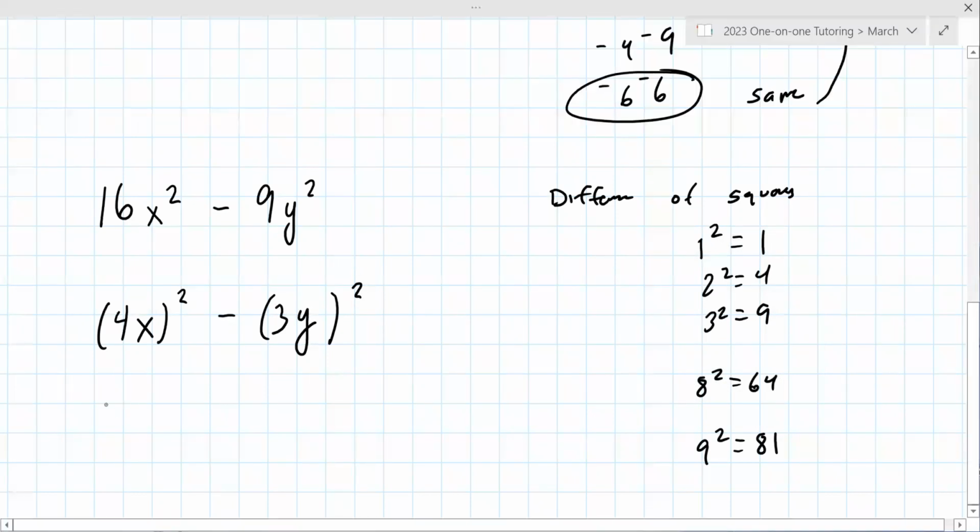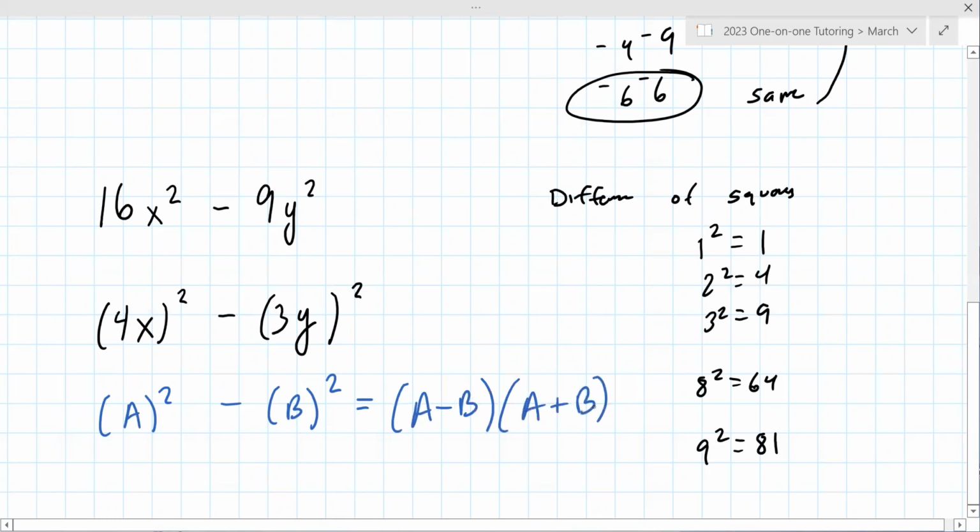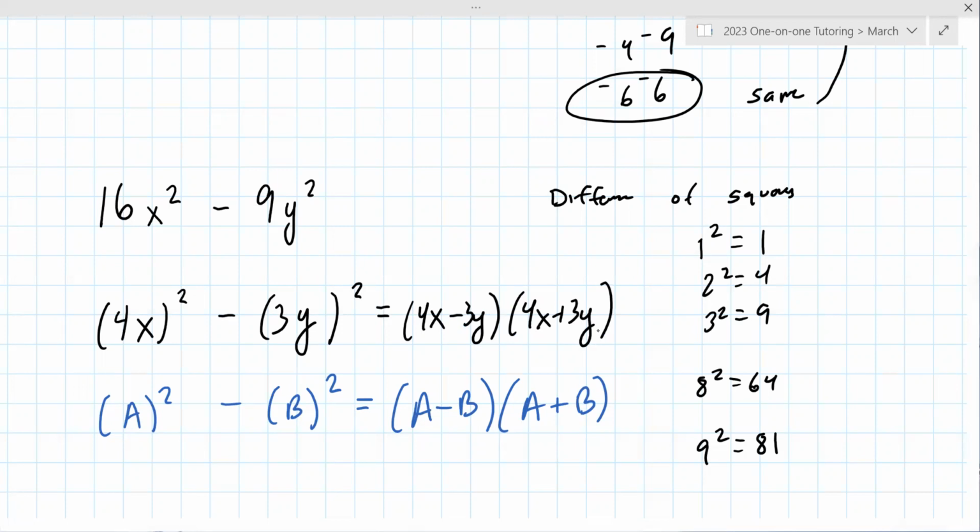Now I'm going to write the formula below it. In your problem, a is 4x and b is 3y. So the a is everything that's inside parentheses. The b is everything inside parentheses. That's a minus b, a plus b. So in your problem, you will write 4x minus 3y, 4x plus 3y. Okay. It's pretty simple. All right.